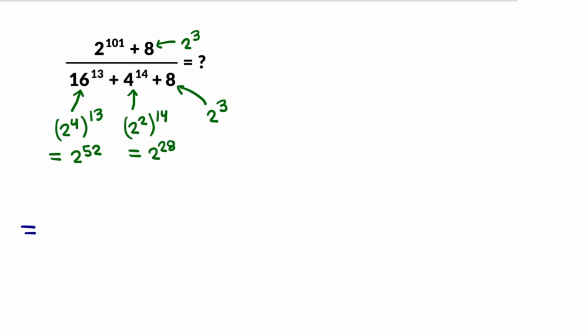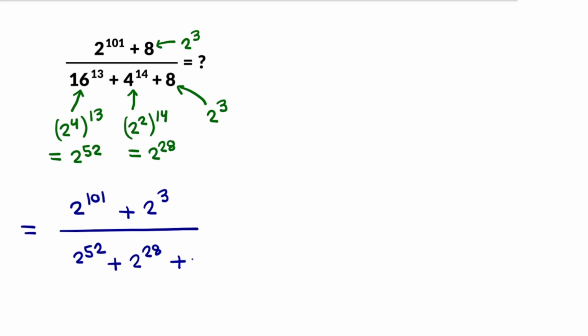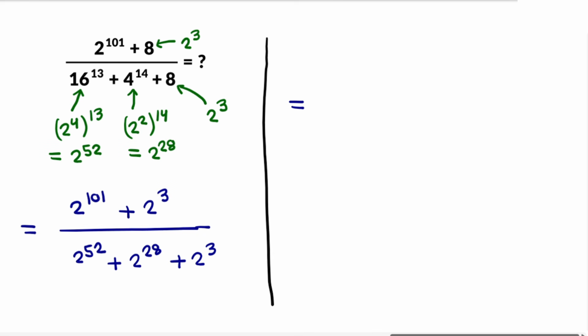So, our newly updated fraction looks like this. On top, 2 to the power of 101 plus 2 to the power of 3. On the bottom, 2 to the power of 52 plus 2 to the power of 28 plus 2 to the power of 3. Notice that every single term has at least a 2 to the power of 3 hiding inside it. Let's factor that out from both the top and the bottom.